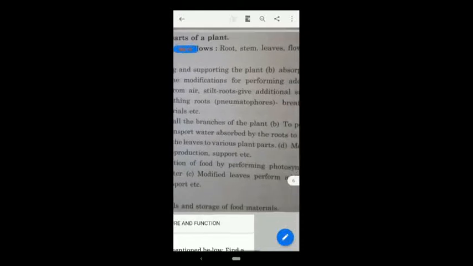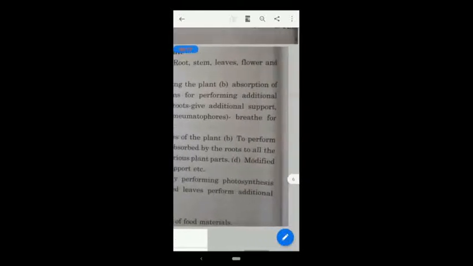Stilt root. Now the stilt root gives additional support, as in the case of maize, an example we have seen. For that, refer to page number 11, Image 2.4. In that case, we have seen the stilt root.